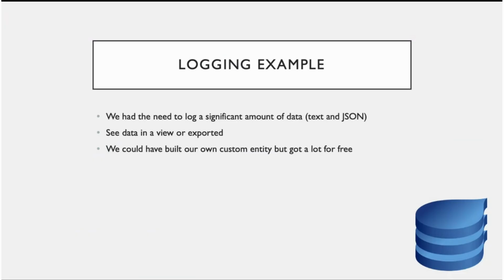I want to go back to that logging example because I think it's a little off the beaten path, but it's worked very well for us. We have a need to log a significant amount of data, and we're logging both text and JSON when we do these logs. We save the data in a view, and it can actually also be exported.